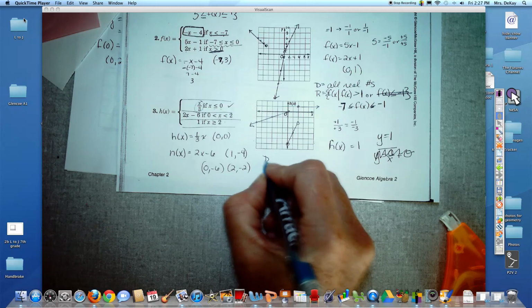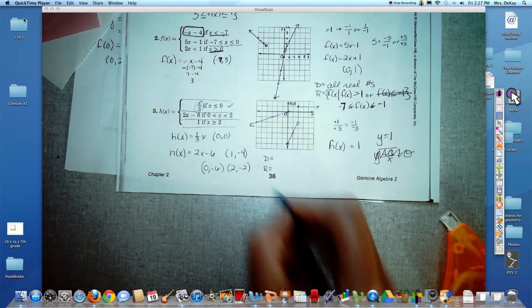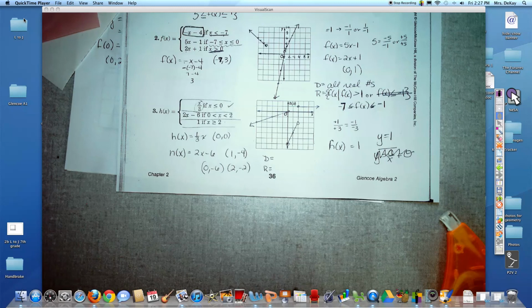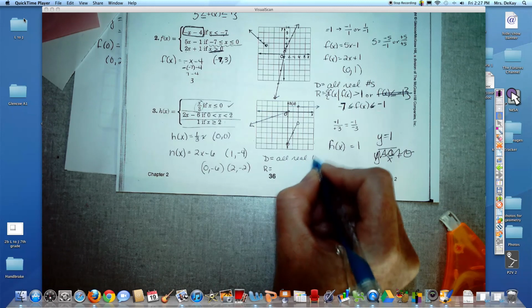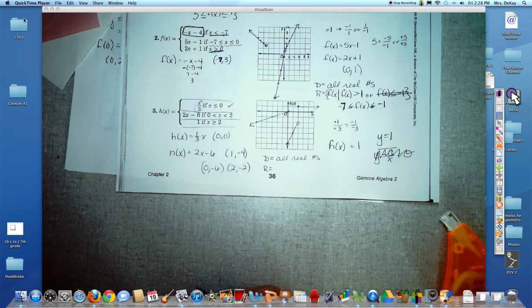So the only thing left to do now is find your domain, which is the leftness and the rightness. That's all real numbers. And to find your range, is this all real numbers? No, it's not, because right up top, it's that space between 1 and 0, and then it's that space between 0 and whatever.